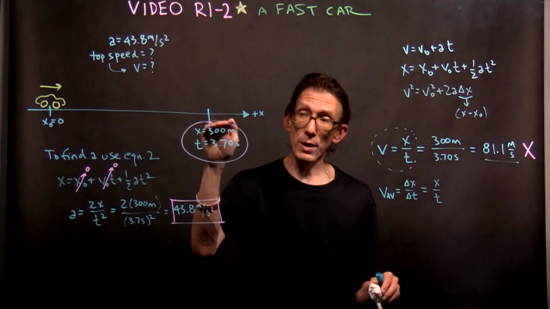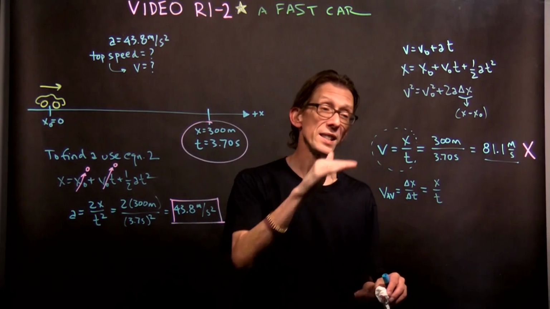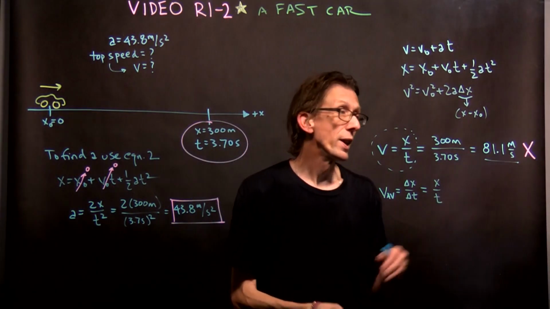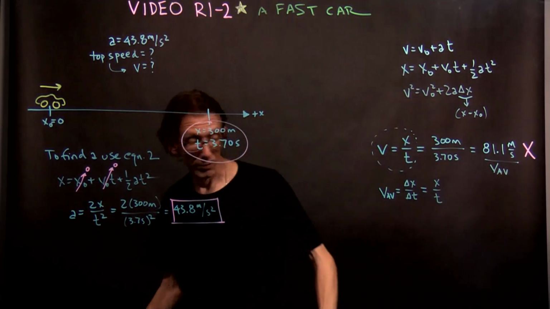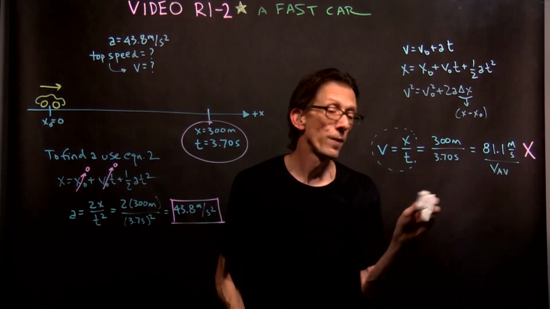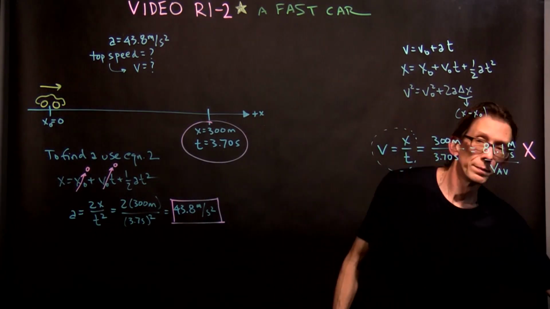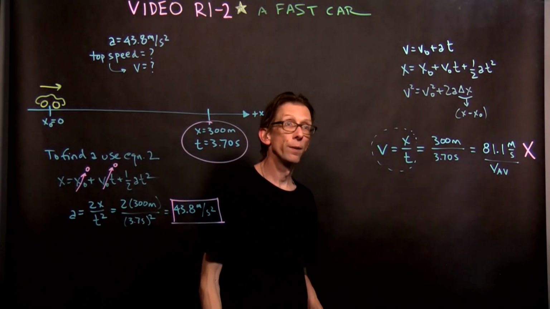Okay? Just because I gave you 300 meters in 3.7 seconds doesn't mean that the velocity is the ratio of those two. That's the average velocity. So this number here is v average, not final velocity. And what I'm asking for is the top speed, the final velocity.